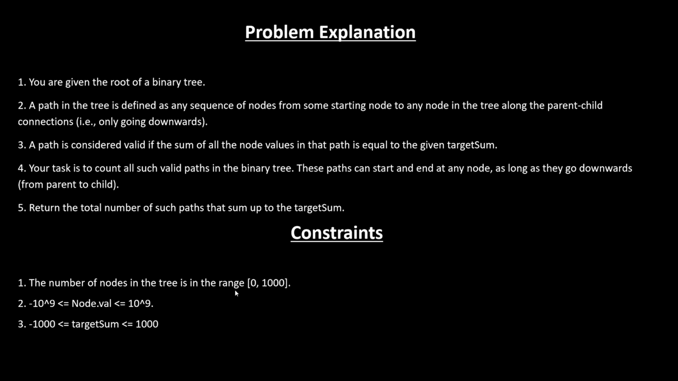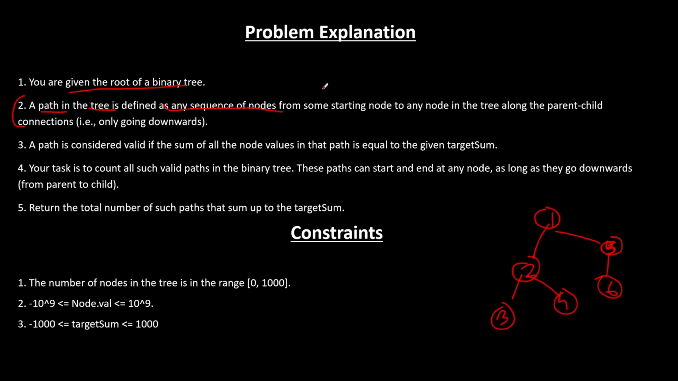Let's understand the problem in the easiest way possible. So you are just given a root of a binary tree. Let's draw a random tree here so that we can understand the explanation much more properly. Now the second part: the path in the tree is defined as any sequence of nodes from a starting node to any node in the tree along the parent-child connections.